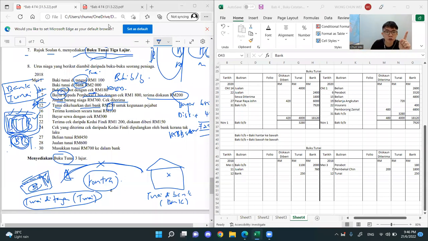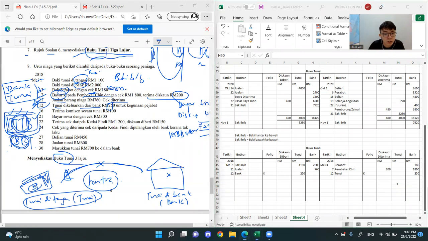And because this is a contra, therefore, when this happened, in the folio here, now finally you can use folio. So here you put a K, K for contra. So here, K. Okay, so nothing happened. You're just moving the money from the bank account to tunai. All right, okay, let's continue.